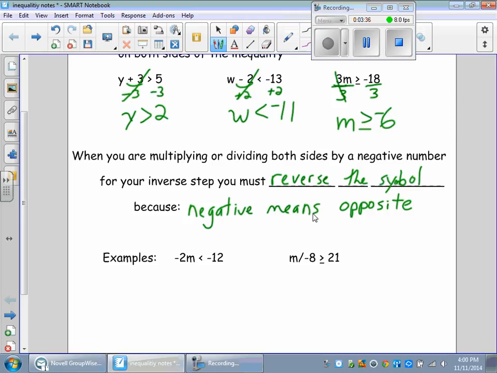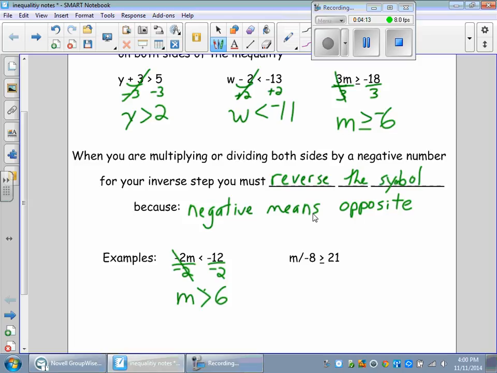So when I divide both sides by a negative 2, the 2's go away. I'm left with m. I have to reverse my symbol from the less than to the greater than. And then my negative 12 divided by negative 2 is 6. I can then choose a number that is greater than 6, 7. Negative 2 times 7 is negative 14, and negative 14 is less than the negative 12.